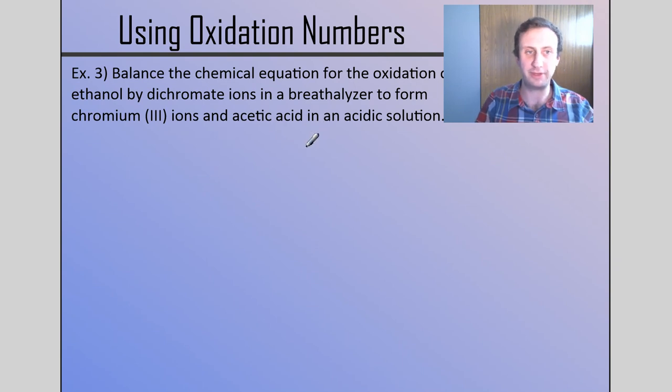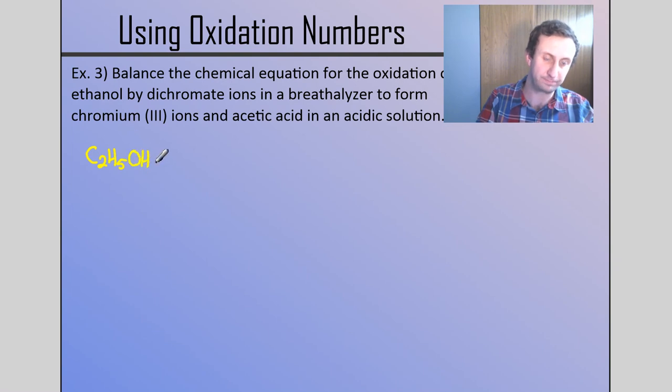Balance the chemical equation for the oxidation of ethanol by dichromate ions in a breathalyzer to form chromium-3 ions and acetic acid in an acidic solution. So I once again actually have access to my H positive with the acidic solution. So I have ethanol, which is going to be C2H5OH liquid. We'll actually do that aqueous, as it does dissolve in water, by dichromate. So that's Cr2O7 2 negative aqueous.